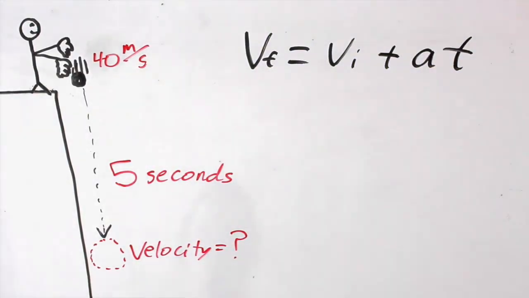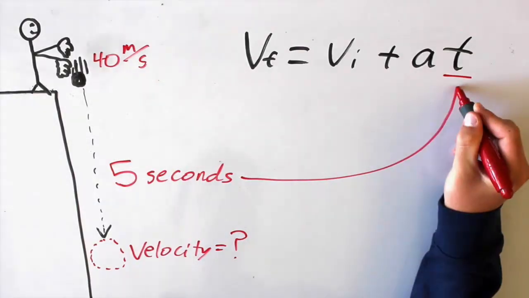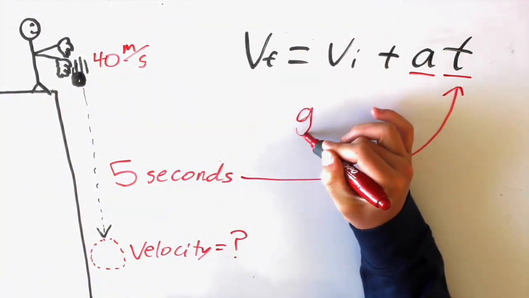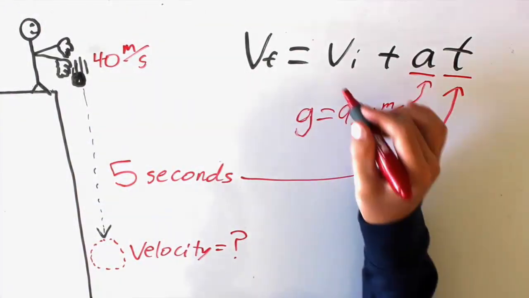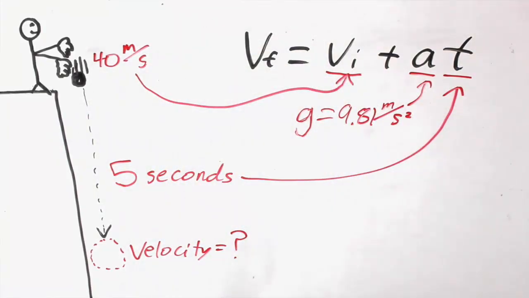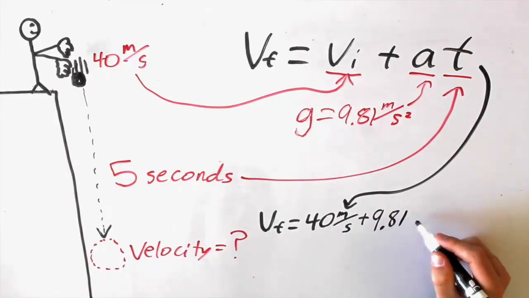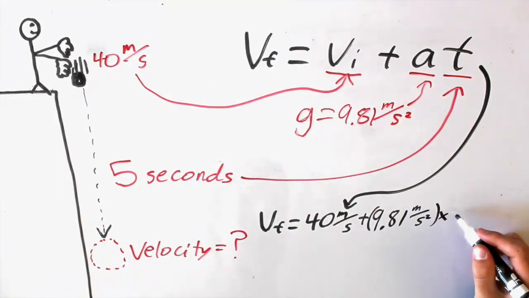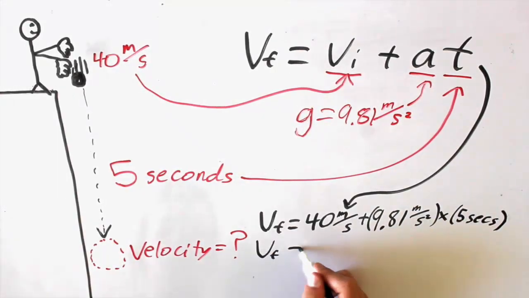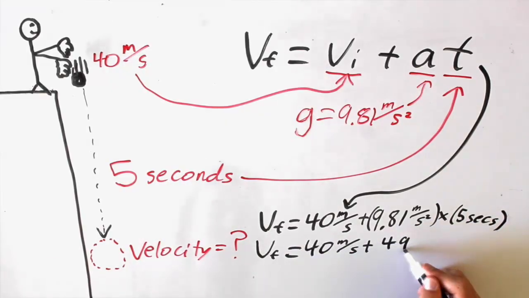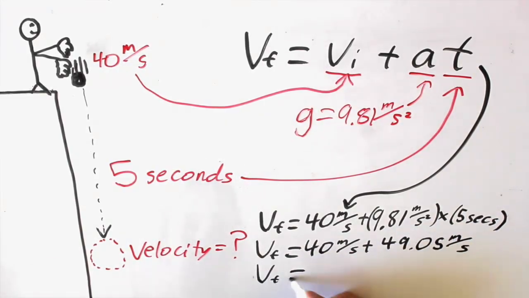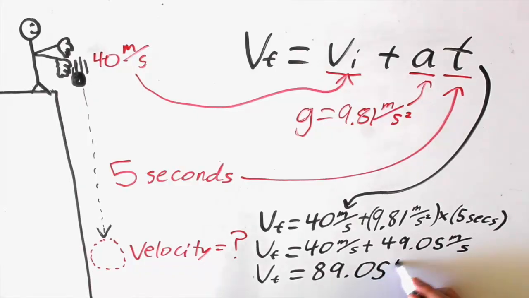The acceleration is still, as always, 9.81 meters per second per second. The time is 5 seconds, and the initial velocity is 40 meters per second. So you can multiply the acceleration and the time, and then add the initial velocity this time. So 9.81 meters per second squared times 5 seconds plus 40 meters per second equals about 89 meters per second.